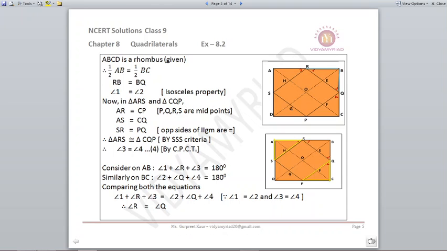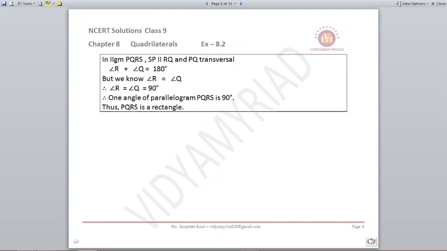But we already know that angle 1 is equal to angle 2 and angle 3 is equal to angle 4. So we can say that angle R is also equal to angle Q. So once we know that PQRS is a parallelogram, and we have also come to know angle R is equal to angle Q, but according to the parallelogram, SP is parallel to RQ and PQ is transversal, we can say that angle R plus angle Q is equal to 180 degrees. They are forming the co-interior angles.